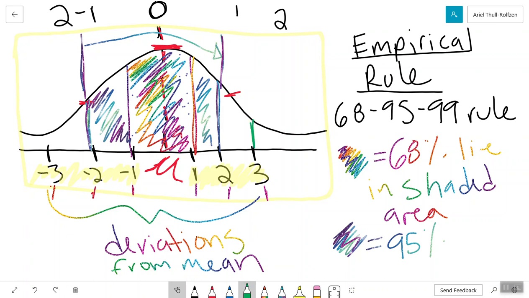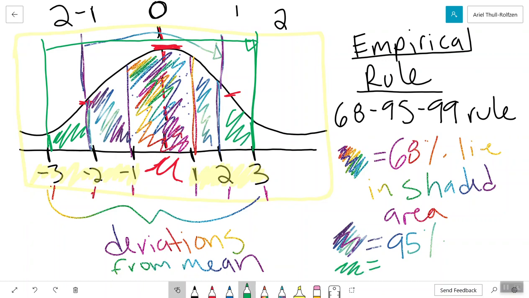So here, if we come up to 3 and down to -3, and we cover this whole area, all the way from here to here, this is going to be the 99%, or 99% of our data are going to lie between -3 and +3 standard deviations away from our mean. And that's the empirical rule.